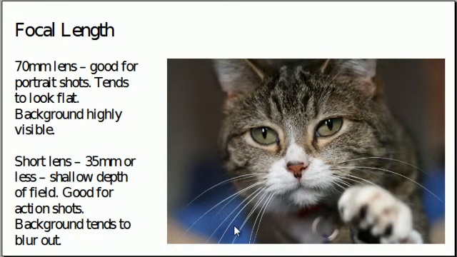If you tend to flatten things out, then you want a relatively wide depth of field. Maybe for action shots, you might want a narrow depth of field, a shallow depth of field, because the background will blur out and you'll get more dynamism to the shot.